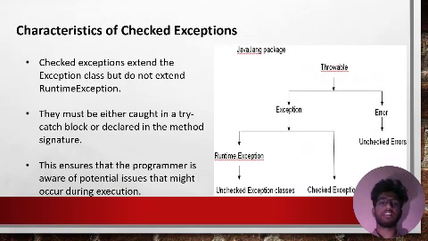Here are the characteristics of checked exceptions. Checked exceptions extend the Exception class but do not extend RuntimeException. They must be either handled in a try-catch block or declared in the method signature. Here you can see Throwable, Exception, and Error. Error contains unchecked errors. In Exception, there is RuntimeException. RuntimeException and its subclasses are unchecked exception classes, and the other exceptions are checked exceptions. This ensures that the programmer is aware of potential issues that might occur during execution.